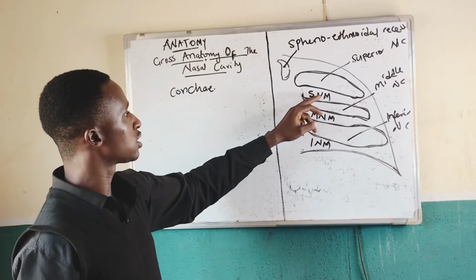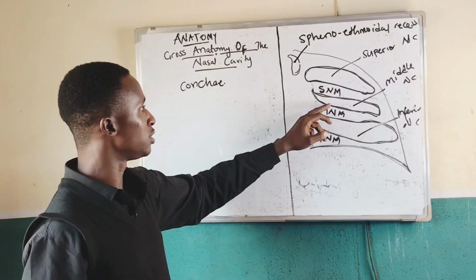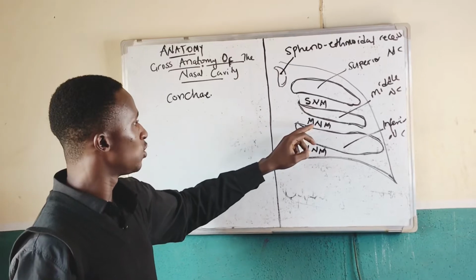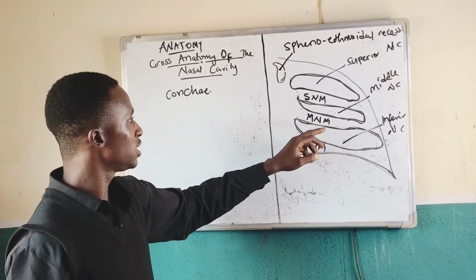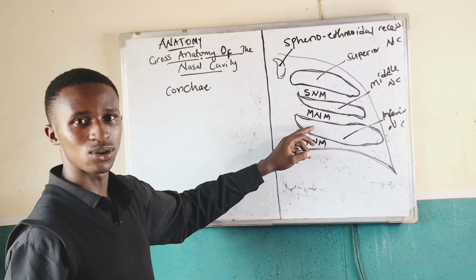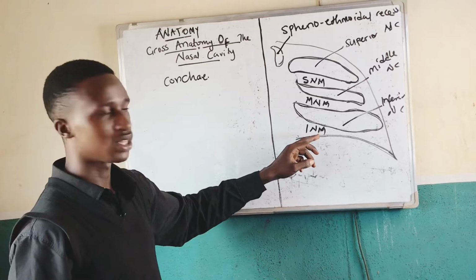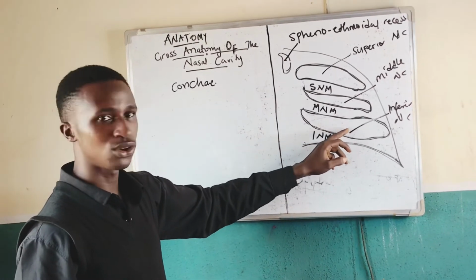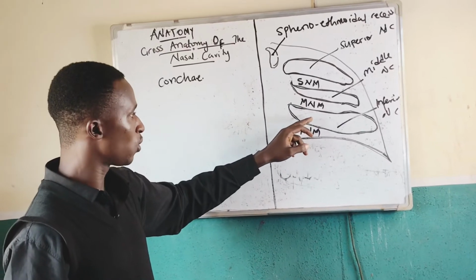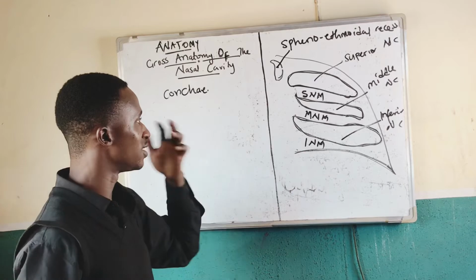The superior nasal meatus is between the superior and the middle nasal conchae. The middle nasal meatus is between the middle and inferior nasal conchae. And the inferior nasal meatus is inferior to the inferior concha, and it is between the inferior concha and the floor of the nasal cavity.